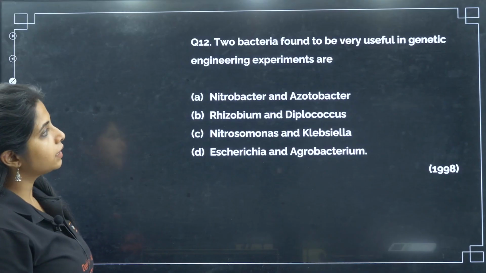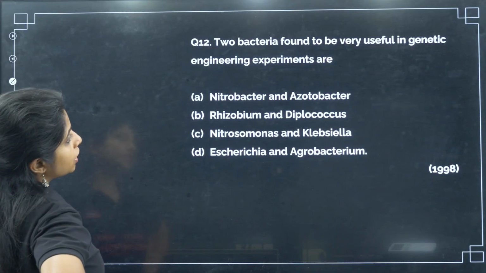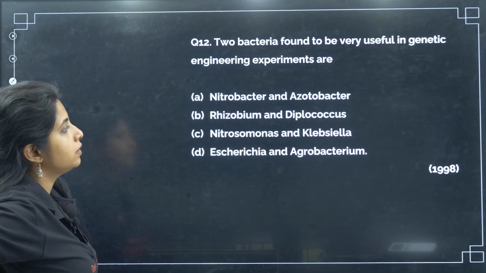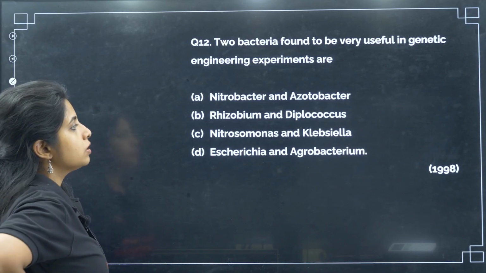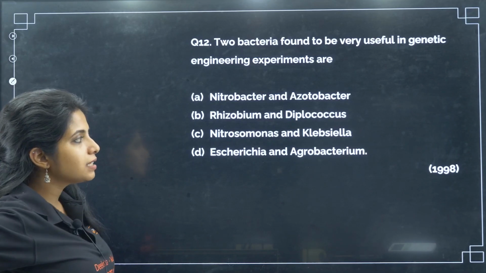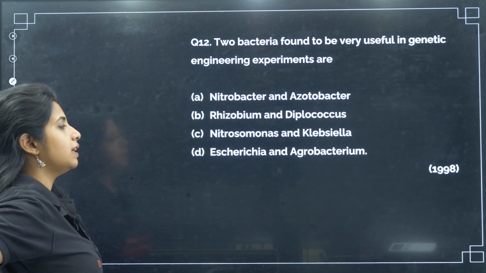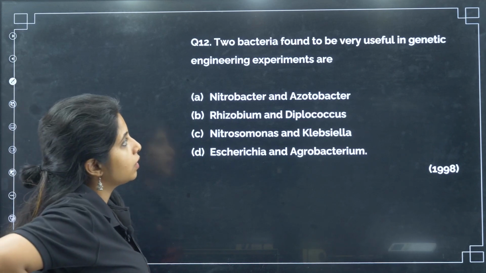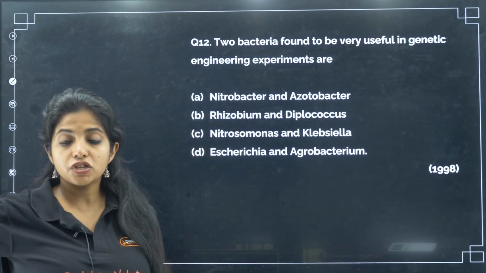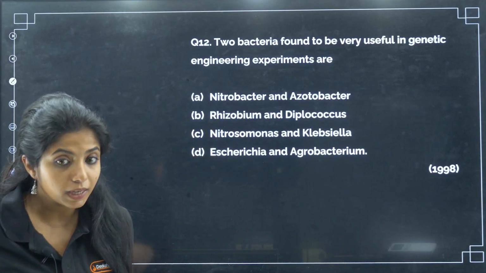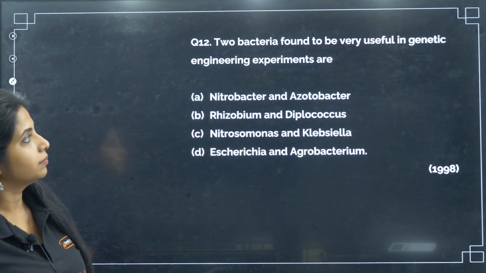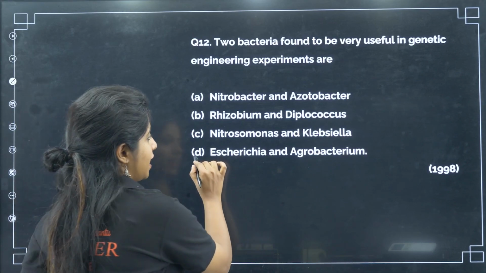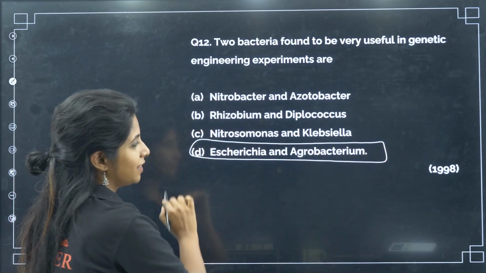Now, two bacteria found to be very useful in genetic engineering experiments are: Nitrobacter and Azotobacter, Rhizobium and Diplococcus, Nitrosomonas and Klebsiella, or Escherichia coli and Agrobacterium. What is the answer? Two bacteria found to be very useful in genetic engineering experiments are Escherichia coli and Agrobacterium.